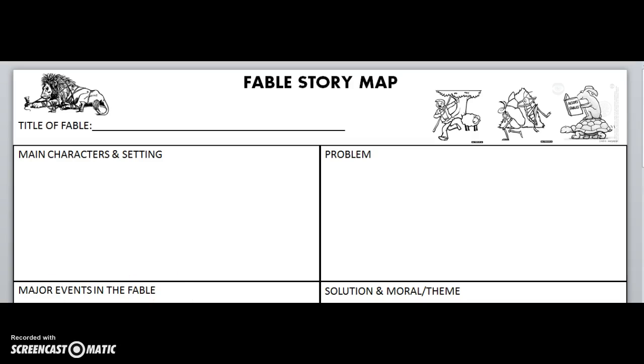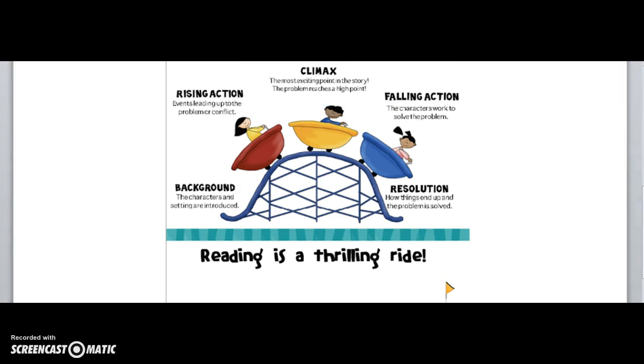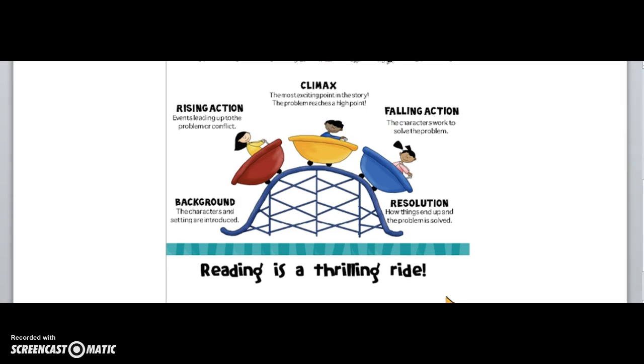If you recall, we also use something called the plot map, or the roller coaster that you guys see as an anchor chart hanging on the wall in the classroom. This helps us organize the incidents or events that happen in the story, and that way we can see which events influence the next things that happen in the story.